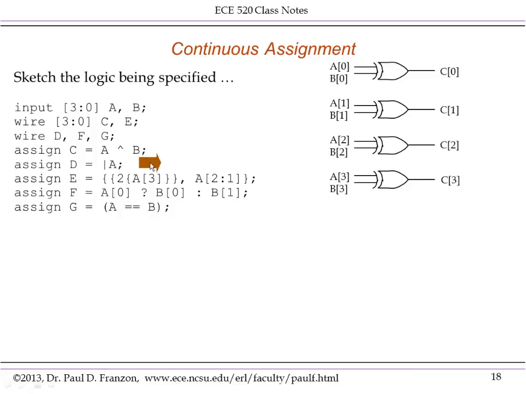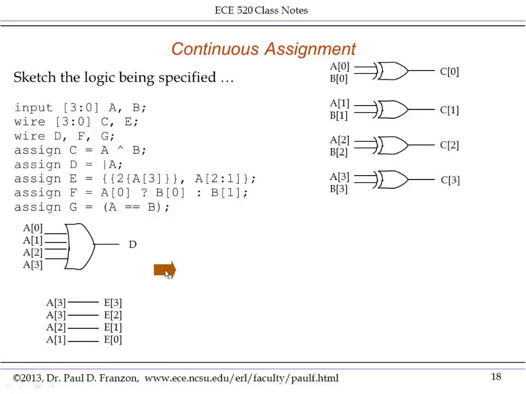D equals vertical bar A, of course, is unary reduction, so we only expect 1 gate. In this case, a 4-input gate, since A is 4 bits wide. Well, this replication and concatenation is just simply rearranging bits. Here I'm doing it very straightforwardly. A3 is replicated twice to produce the high order bits of E. Then A2 and A1, by subselecting the subfield here, become the low order bits of E.